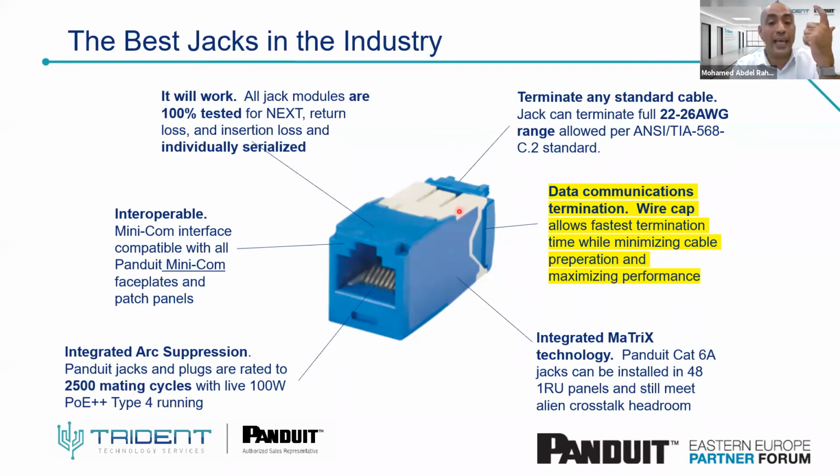Also, all Cat6a module jacks, with the Matrix cables, have this continuous metallic foil inside the jack, so you can install up to 48 modules inside the patch panel with minimum alien crosstalk headroom, giving you minimum alien crosstalk between the modules.